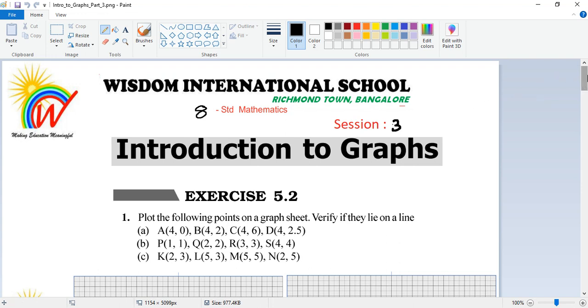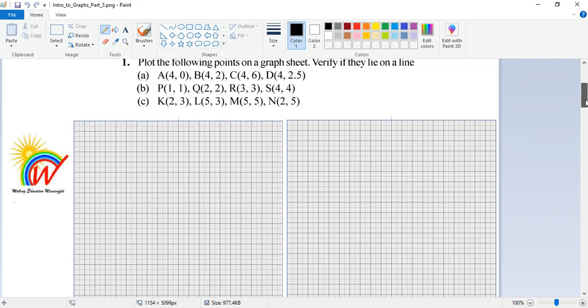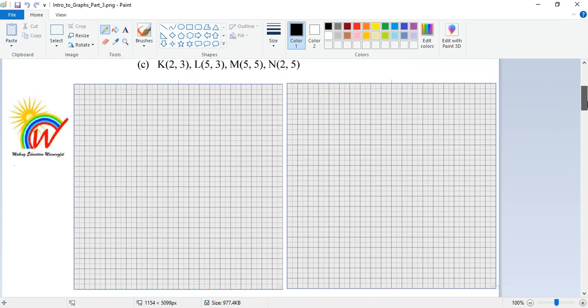Now come to exercise 5.2. This says plot the following points on the graph sheet. Verify if they lie on a line. So you just have to simply plot the graphs. I'm just going to do one or two problems here.